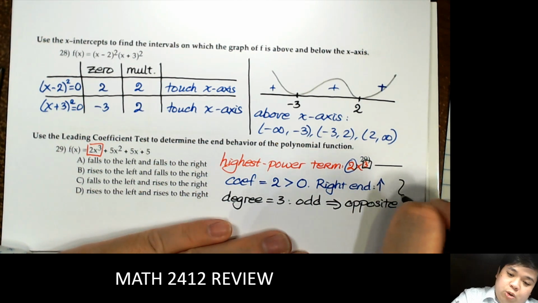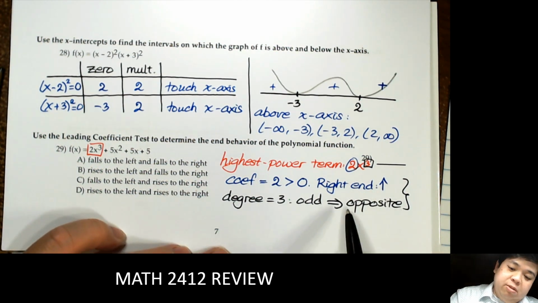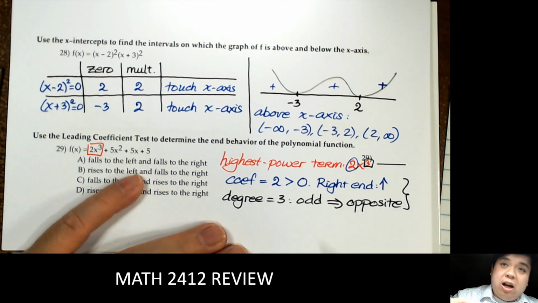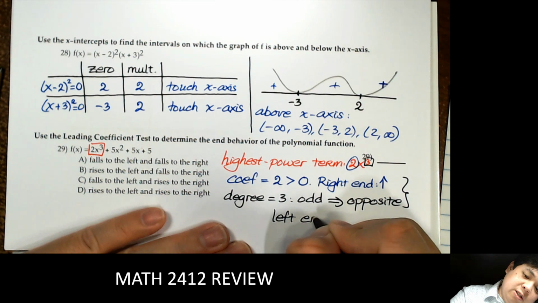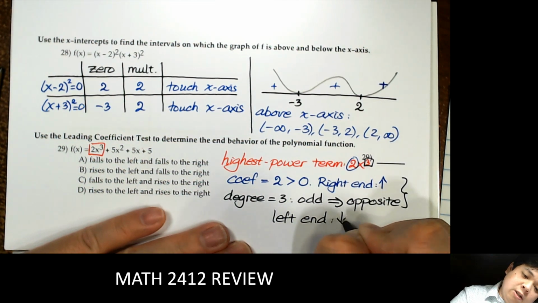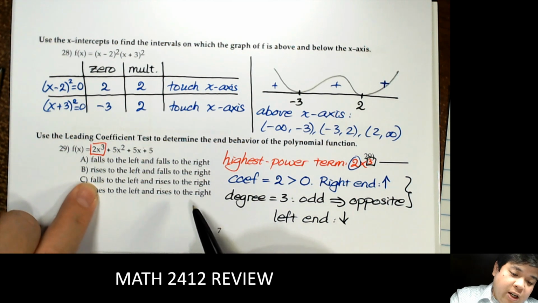Now put these two together. The right end is up, the left end is opposite to that, so the left end is down. So it will fall to the left and rise to the right.